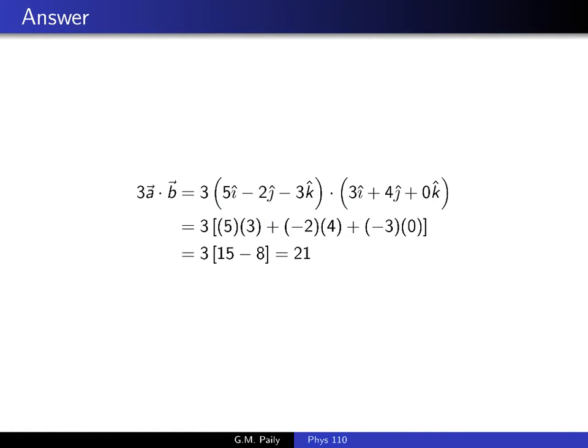Taking the dot product of these two vectors a and b, again I multiply the x components. 5 times 3 is 15. I multiply the y components. Negative 2 times positive 4 is negative 8. Vector A had a z component. Vector B did not have a z component, and so I write the z component of B as 0 k hat. Negative 3 times 0 is just 0. We have 15 minus 8, which is 7, and times 3 is 21.